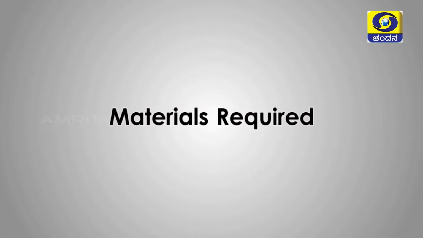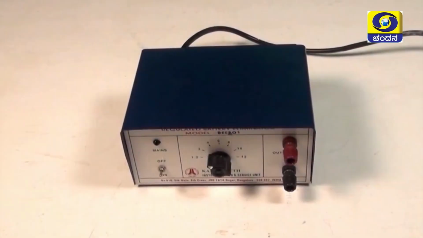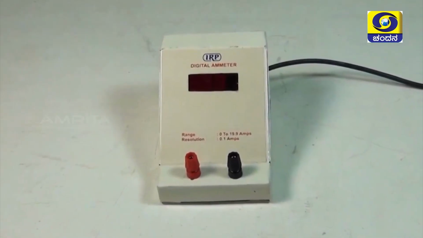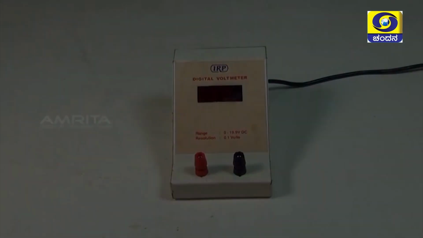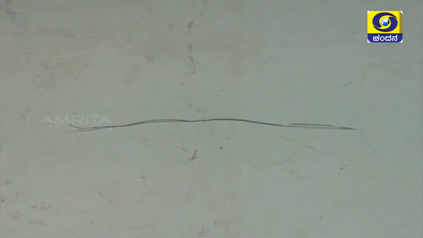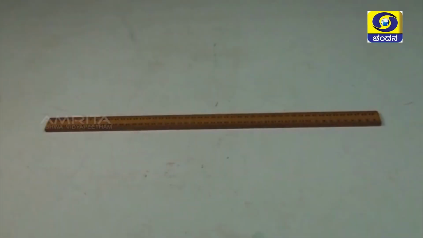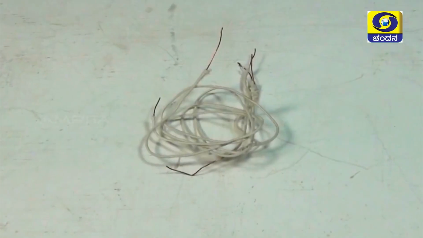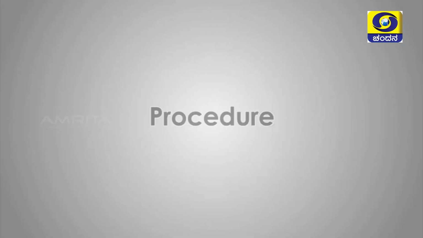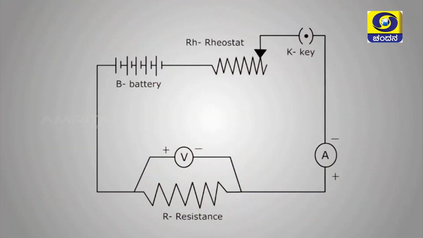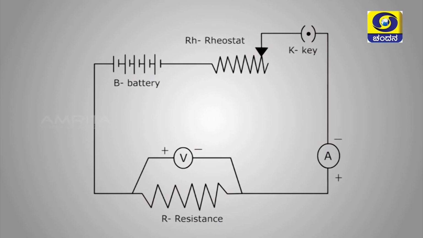Materials required: battery eliminator, ammeter, voltmeter, a resistance wire, rheostat which is used to vary the resistance, a switch or plug key, scale, connecting wires. The procedure for the Ohm's law experiment: the components should be arranged as shown in the circuit diagram. The voltmeter is connected across the resistance wire, and again in series connection with the ammeter.